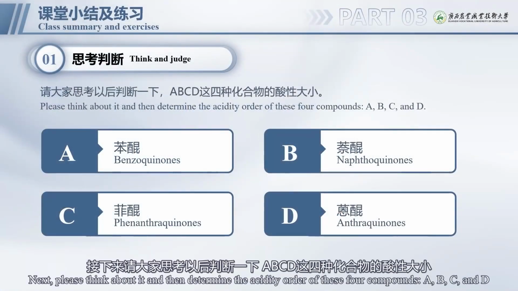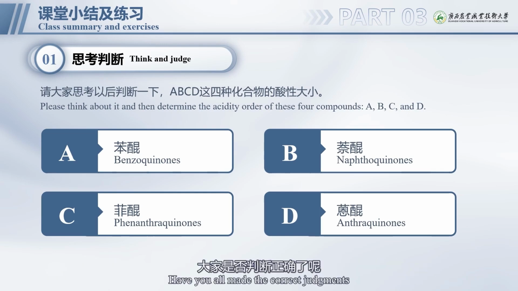Next, please think about it and determine the acidity order of these four compounds A, B, C, and D. Have you all made the correct judgments?